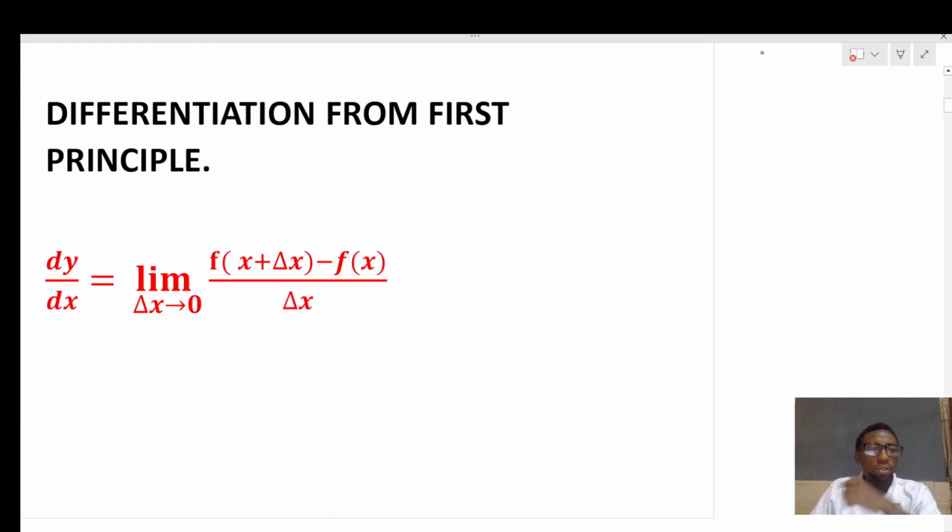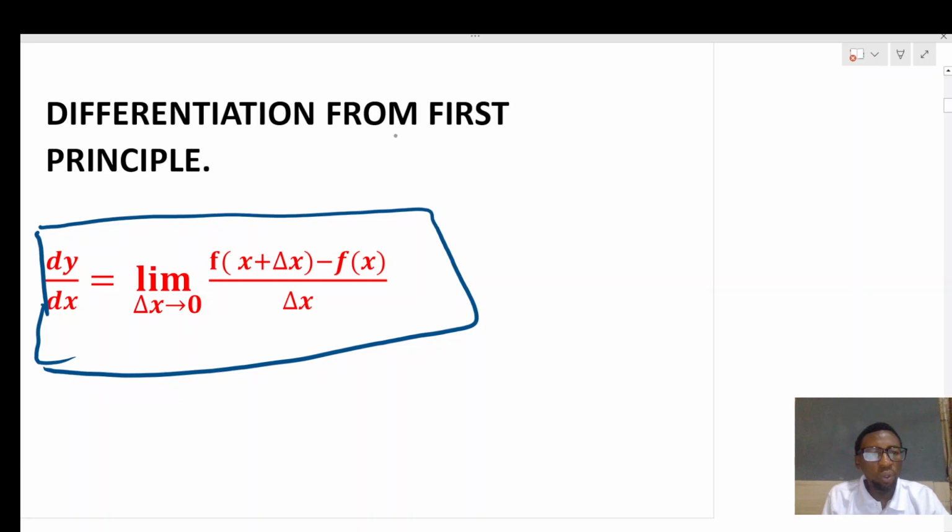Welcome to class. Today we are going to be looking at differentiation from first principle. So straight away, without wasting too much time, the formula for the differentiation from the first principle is given by dy/dx equals the limit as delta x tends to 0 of f of x plus delta x minus f of x, divided by delta x.